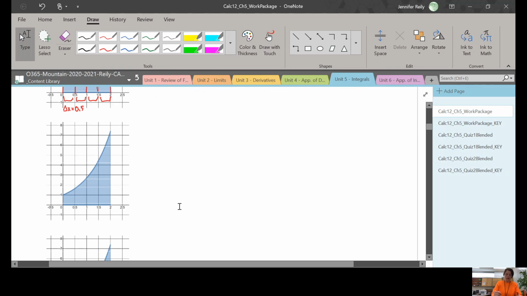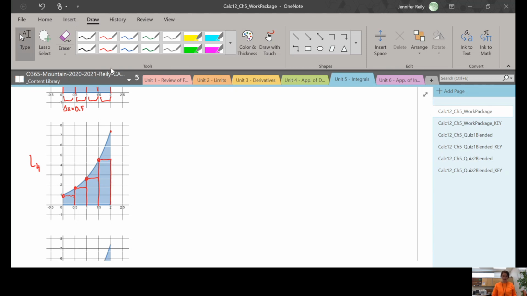So for L4, I like to start my rectangles from the left. That way I know where to draw them. So here's the leftmost point, over and down, left, over and down, over and down, and over and down. Notice I did not use this last point here. Okay, so the width of every rectangle is 0.5.